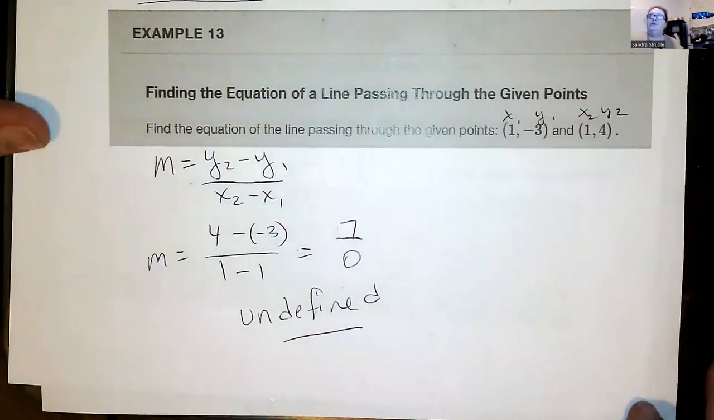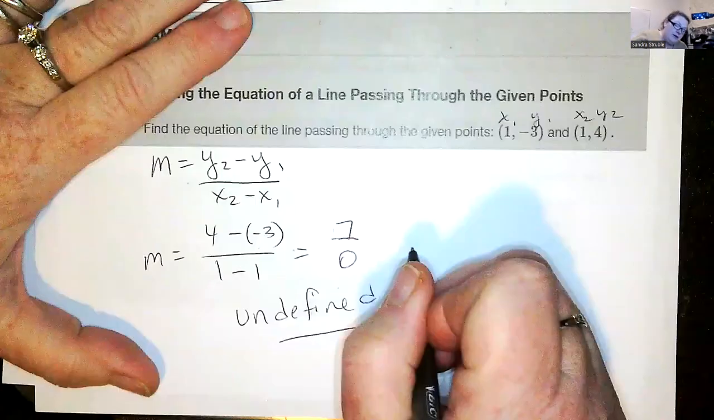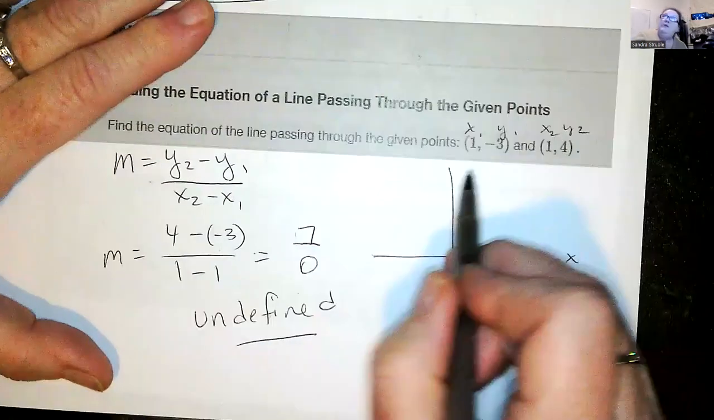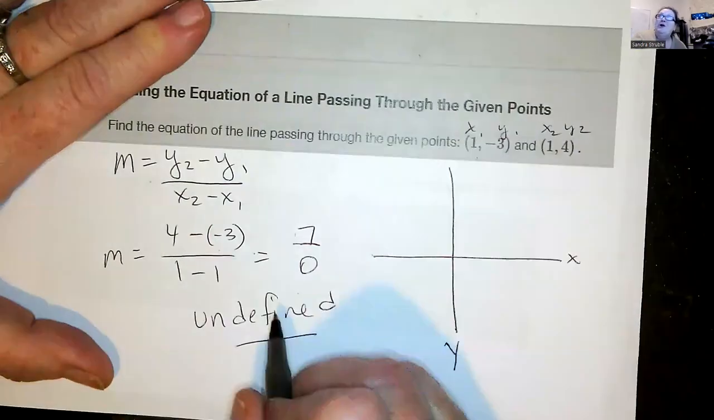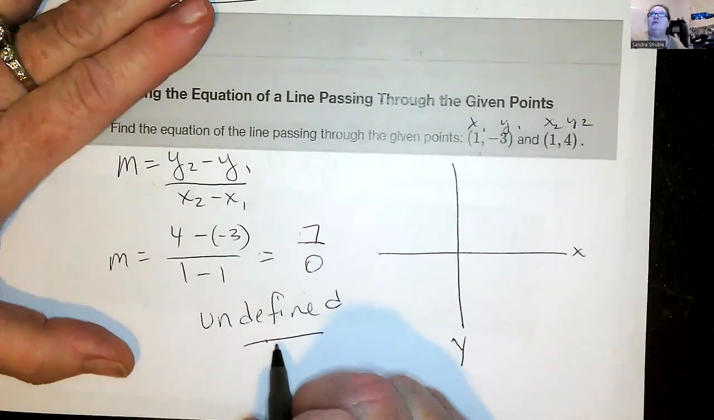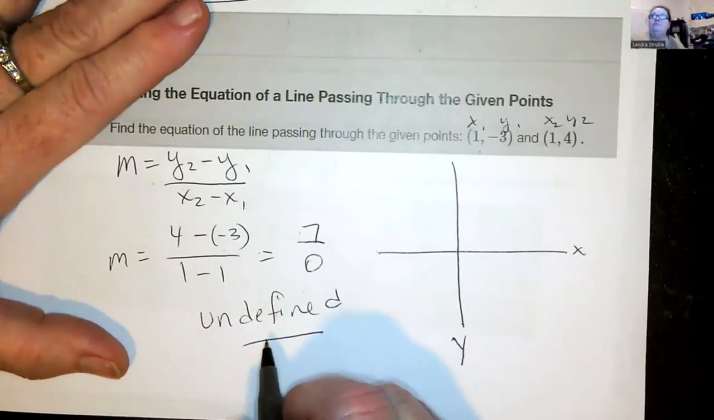Well, what does an undefined slope look like? This is going to give us a great opportunity to talk about that. So here's my x and my y. If I plot where these 2 points are, it's going to show me where my line is. But I already know where my line is because I know I have an undefined slope. And the only time you have an undefined slope is when you have a vertical line.